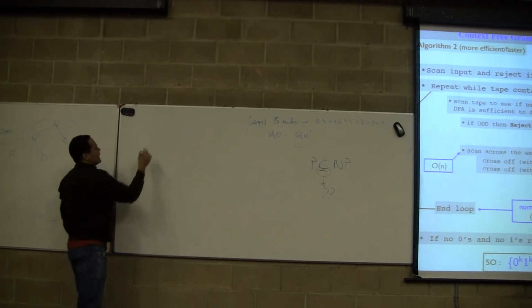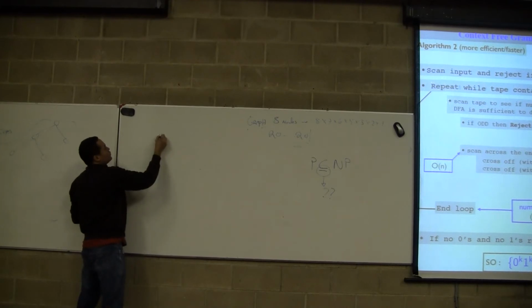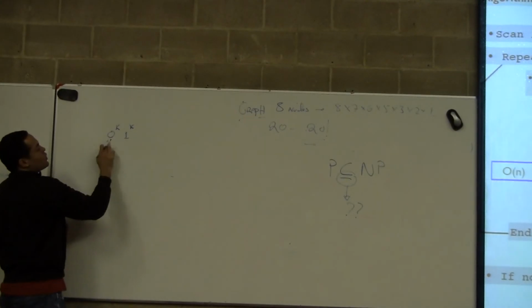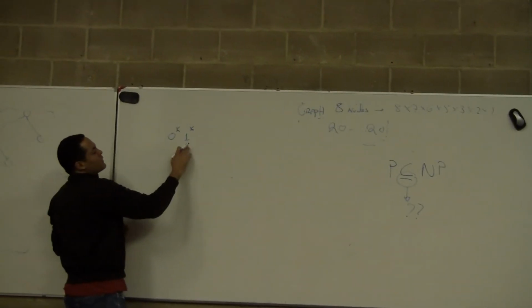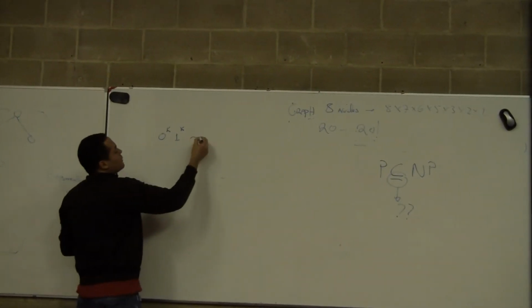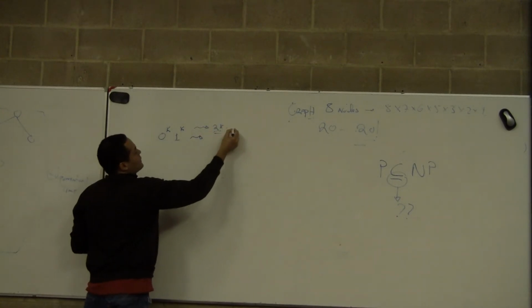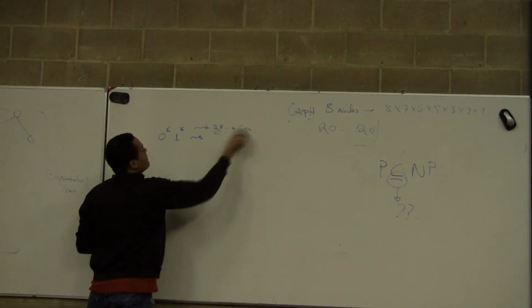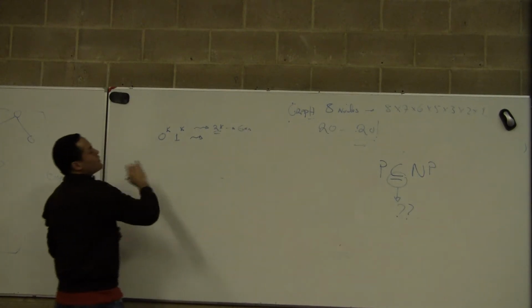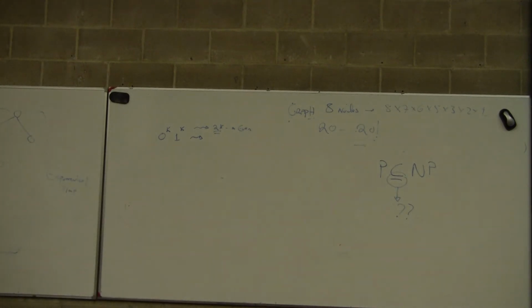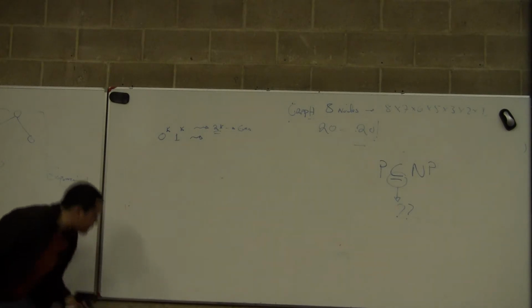I decided to do that because what I noticed from this language is that I've got 0 to the k and 1 to the k. And because I'm expecting equal numbers of zeros and ones, that means I have to have 2k symbols, which is even. So if I sum the number of zeros and the number of ones, I must have an even sum. Okay? So that's the first thing I noticed.